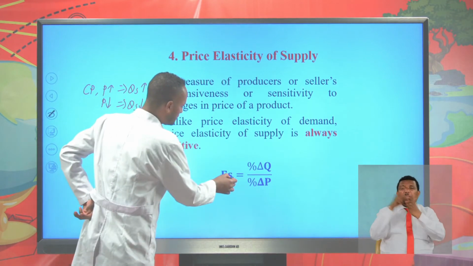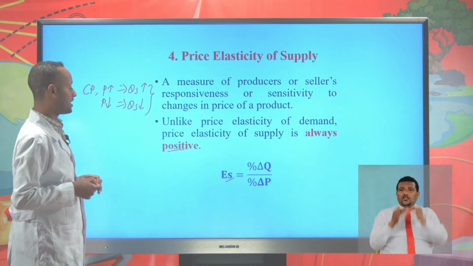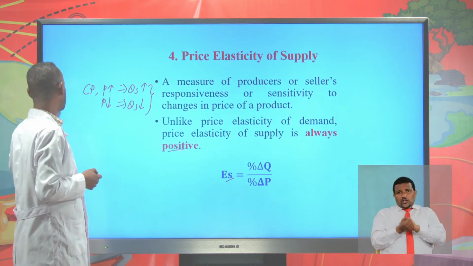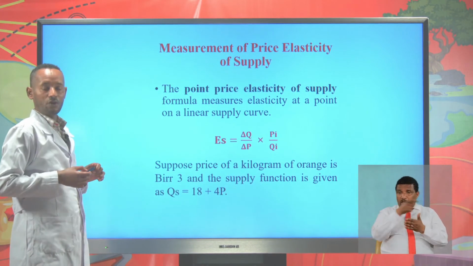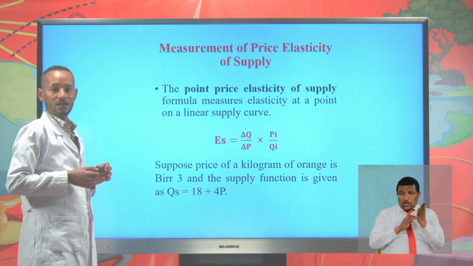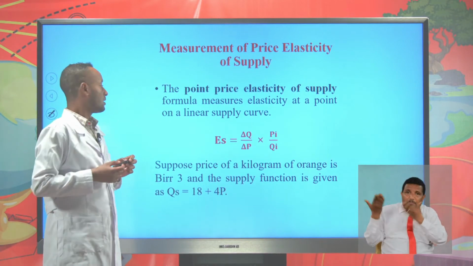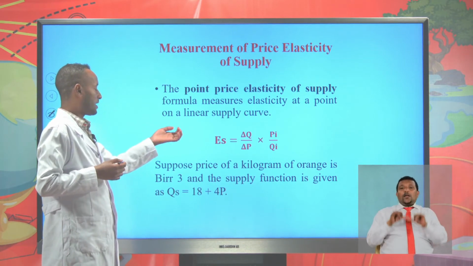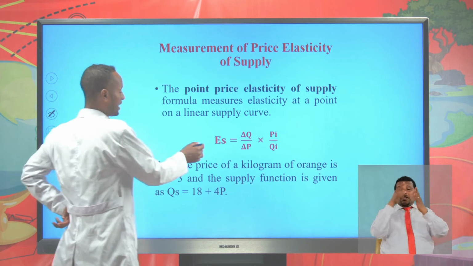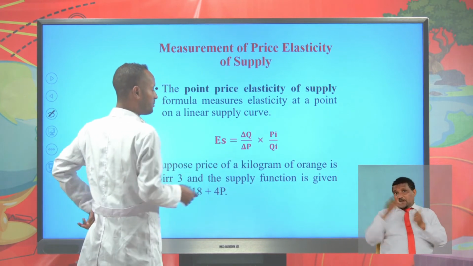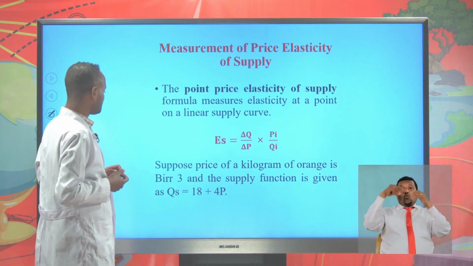Mathematically, the price elasticity of supply is calculated by dividing the percentage change in quantity supplied by the percentage change in price of a commodity. There are two formulas used to calculate the price elasticity of supply. The first is the point price elasticity of supply, which is used to measure price elasticity of supply at a point on a linear supply curve, and it is calculated by dividing the change in Q by the change in P, multiplied by initial price divided by initial quantity.